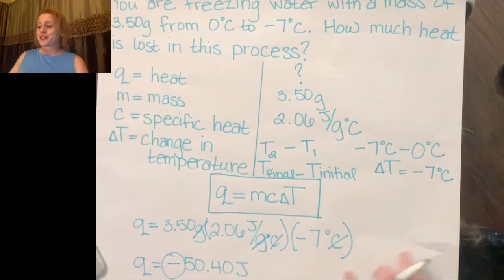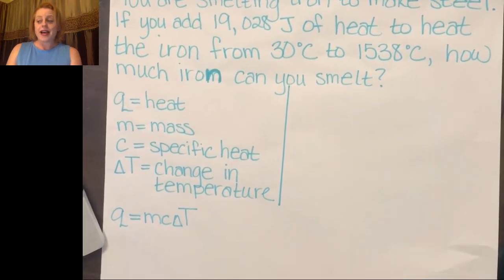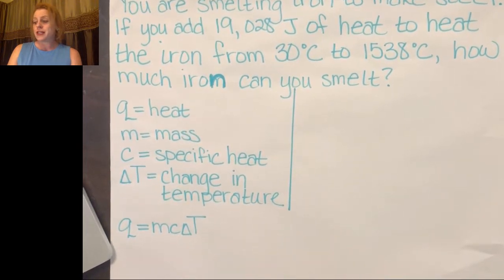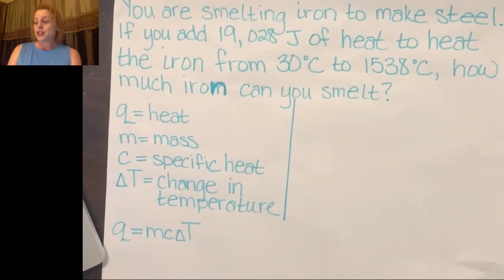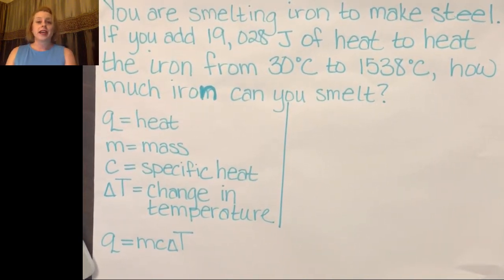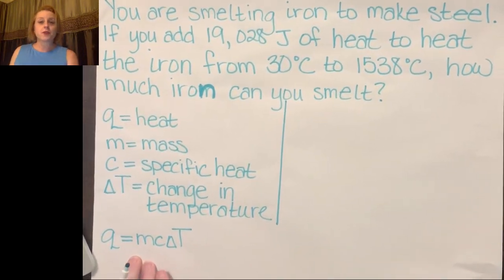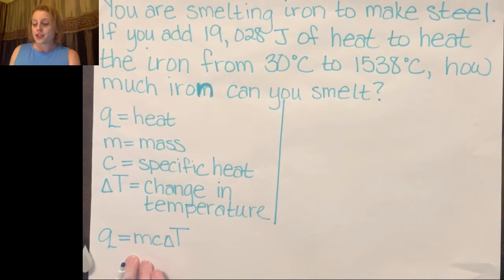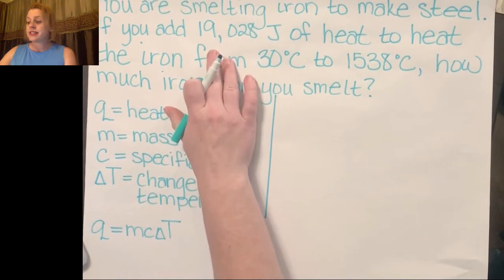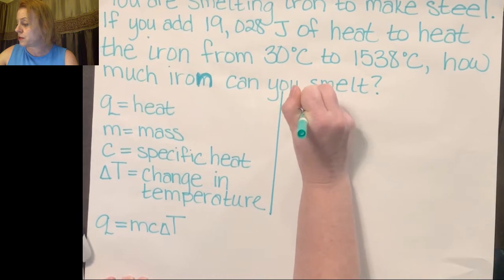All right, let's try another example. You are smelting iron to make steel. If you add 19,028 joules of heat to heat the iron from 30 degrees Celsius to 1,538 degrees Celsius, how much iron can you smelt? Again, we are going to use the equation Q equals mc delta T. So Q is our heat, and in this case that is given to us. That is 19,028 joules. So I'm going to write that down for my Q.